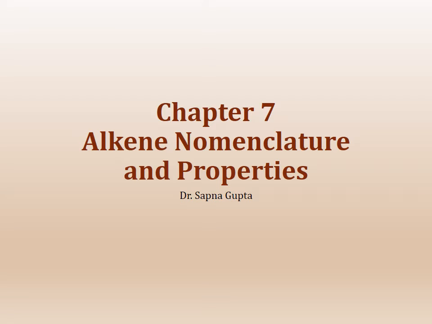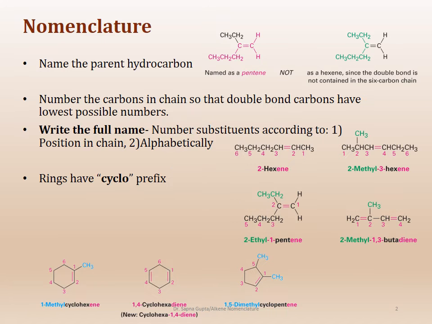Let's look at alkenes now and their properties. So in this section, we want to talk about the alkene nomenclature and some of the physical properties and some applications of alkenes. Let's start with nomenclature. Nomenclature rules are pretty standard the way they were before, which means that you have to name the parent hydrocarbon, which means the longest chain, okay?